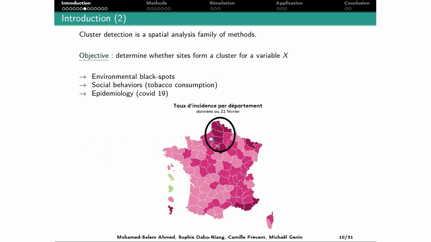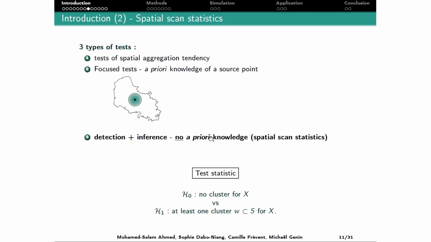This is an example of COVID-19, for instance, in France. So to deal with this, they use spatial scan statistics. What is a spatial scan statistic? It is a statistical test aiming to detect clusters from a spatial point of view. And usually in the literature, we have 3 types of tests to detect clusters in a spatial region.